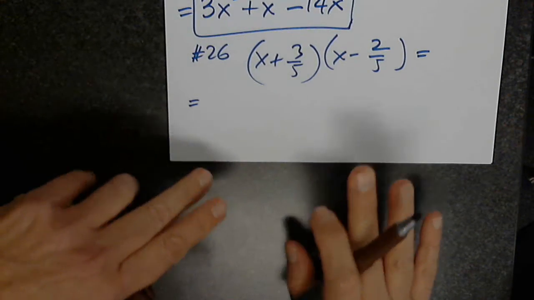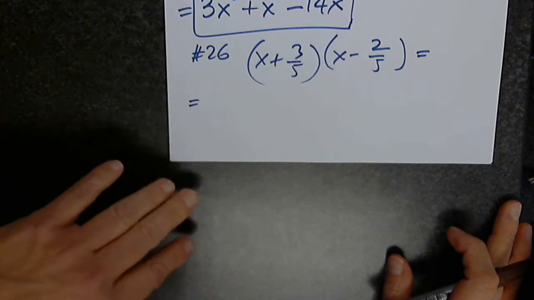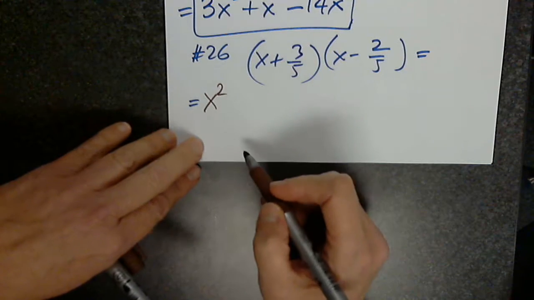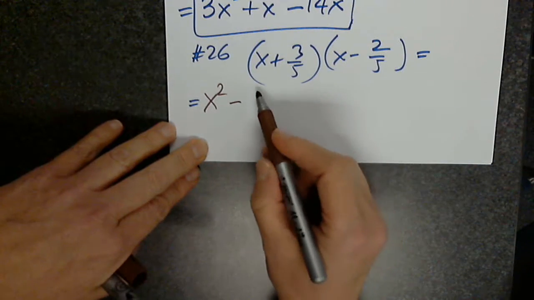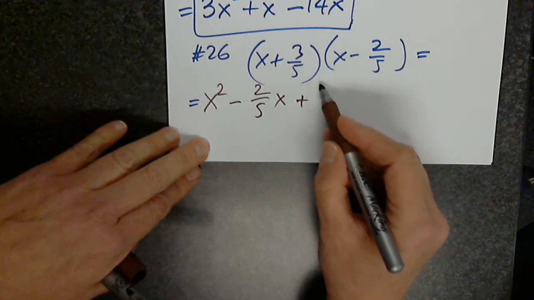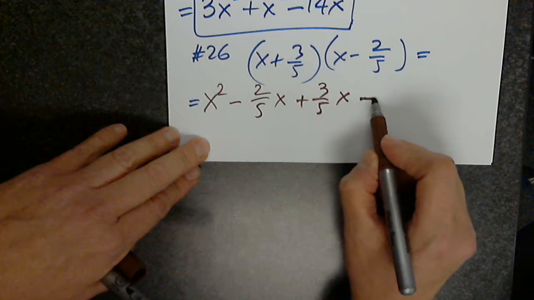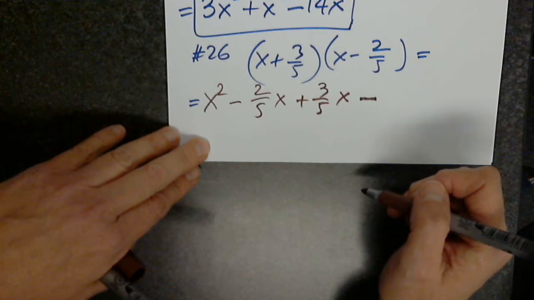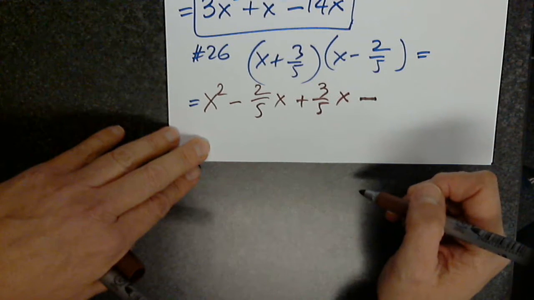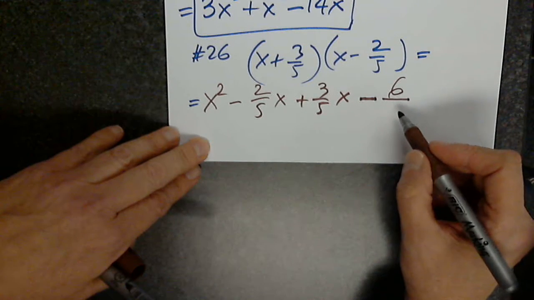What should I write? Initially you have to give me 4 terms, and then we'll decide what to do next. X squared, minus 2/5 x, plus 3/5 x, minus 6/5, minus 6 over 25.